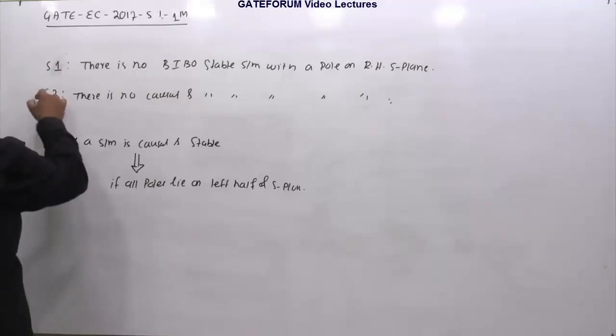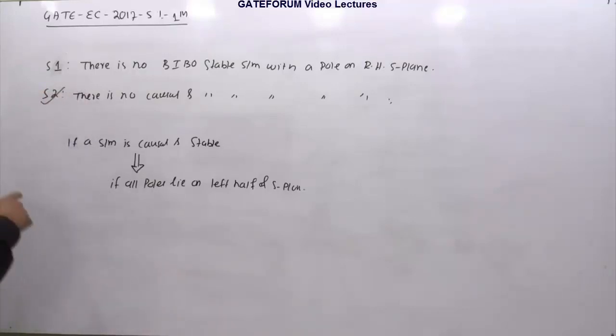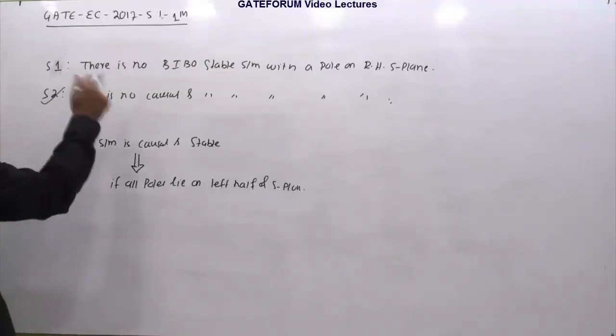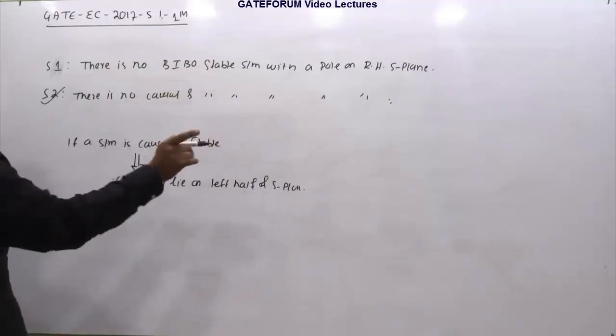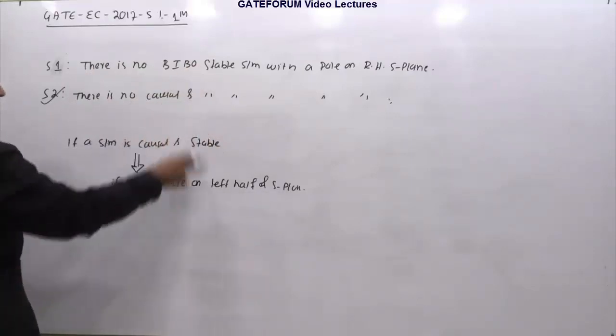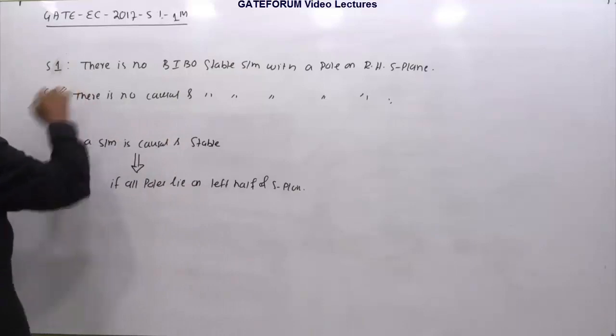So this is representing a true statement. It is telling there is no causal and stable system with a pole on the right half S plane. In other words, if a pole exists in the right half S plane, the system is not causal and stable. So the meaning of this statement is, if a pole exists on the right half S plane, then the system will not be causal and stable. That is what we are telling. So it makes sense. Statement 2 is correct.